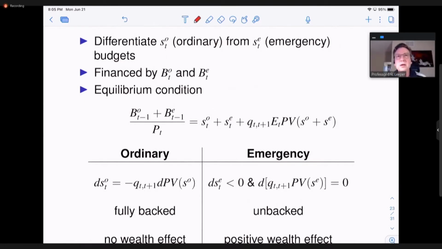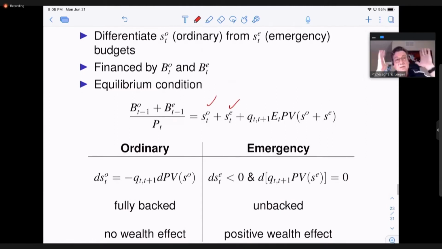Okay, so one way to understand what he did was he set up two different kinds of spending, and those two different kinds of spending are ordinary and emergency, okay? He said, we're going to fully back ordinary spending, so any change in this surplus is going to be offset in present value terms by future surpluses. Then there's no wealth effect. But the emergency is different. We're going to run deficits. We're not going to back these by future taxes. So this is completely unbacked, and it generates positive wealth effects.